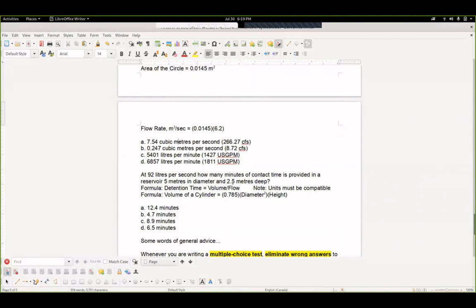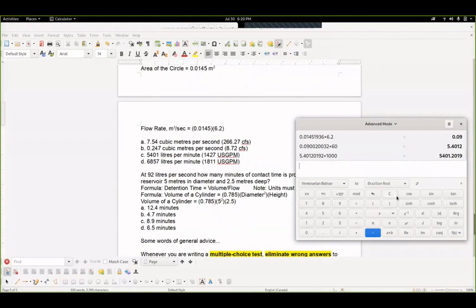So what we want to do is figure out 92 liters per second. So that's going to be the flow in liters per second. How many minutes of contact time is provided in a reservoir 5 meters in diameter and 2.5 meters deep? So we're going to start by calculating the volume of the cylinder. So we know that the diameter is 5. And we know that the height is 2.5. So what we're going to do now is multiply this out. So 25 times 2.5 times 0.785 gives us 49.0625.